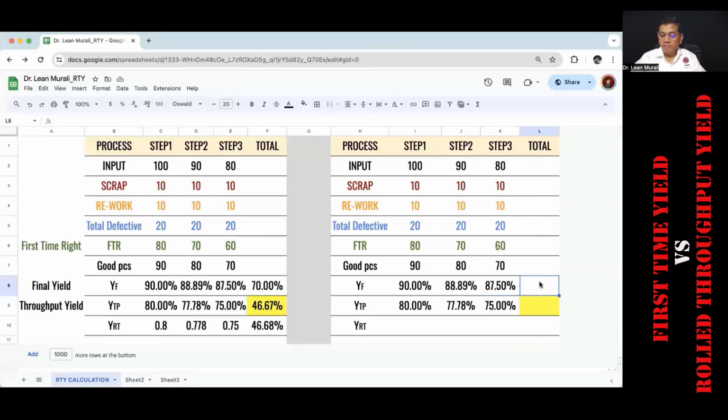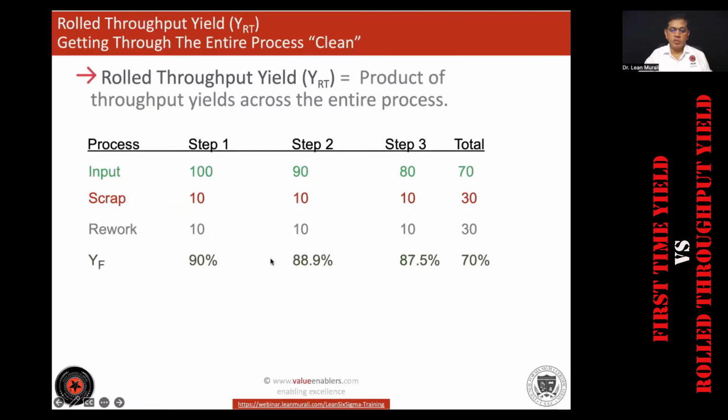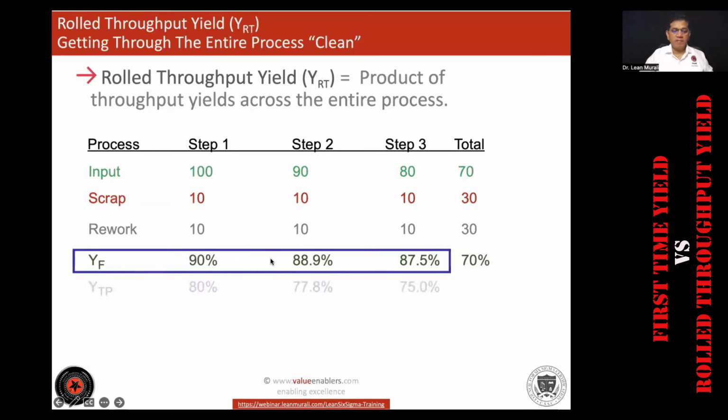Now, if you see the final yield, multiply the final yield, this into this into this, you will get 70%. Whereas, if you see the throughput yield, this into this into this, all of you type wow in the chat box. This is the power of the throughput yield. Okay, in the presentation, the same thing that I've highlighted here.